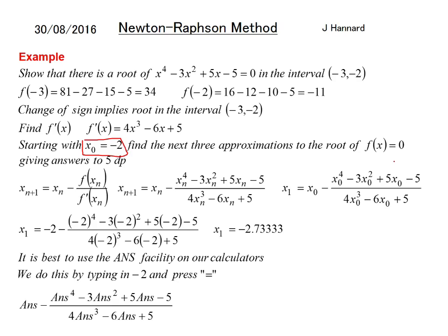So that, as you can see, makes it a lot easier on the eye, because it's ans minus ans to the 4 minus 3 ans squared plus 5 ans minus 5 over 4 ans cubed minus 6 ans plus 5. And if you press that however many times you want the approximation, so for the x1 you just press it once, for x2 you press it twice, and you just press it again basically. So x1 is that, and then we'll press it again to get x2, and then again to get x3, and there's your 3 answers right there.